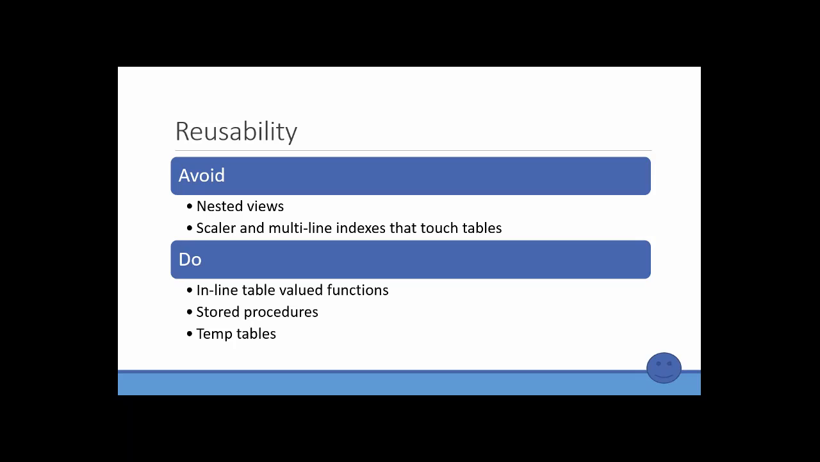So what I would like you to think about is inline table value functions, because what SQL Server does with that is turn it into a join. Stored procedures are great, but you can't join a stored procedure in a table. That's the only thing. But you can run a stored procedure and see the results in a table, like a temp table. And temp tables are fine. So you just have to be careful.